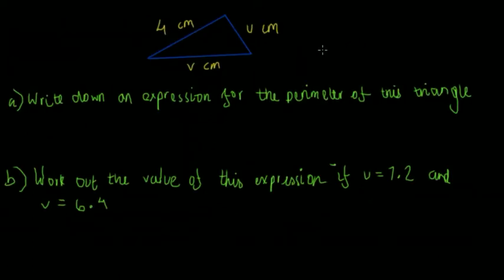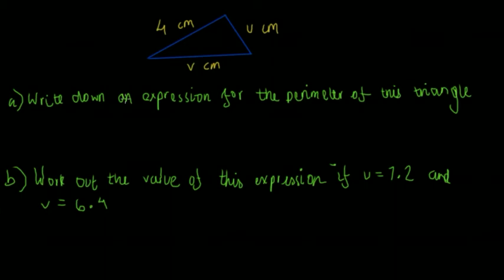Now let's look at another question that sums up everything that we have done today. Pause the video if you want to try this on your own. But now, let's look at this together. Part A says, write down an expression for the perimeter of this triangle. This question is interesting because a shape is involved. To calculate perimeters, we add up all the sides of the shape, don't we?